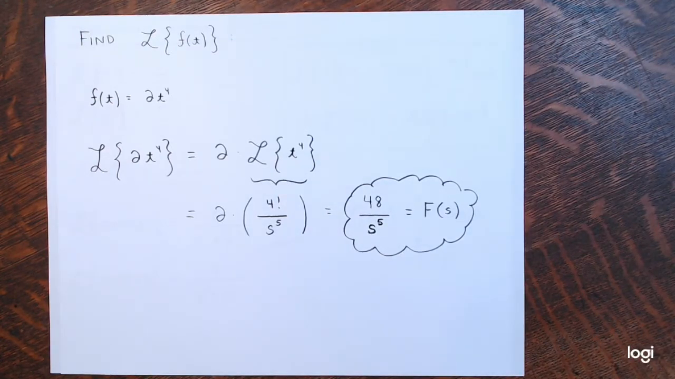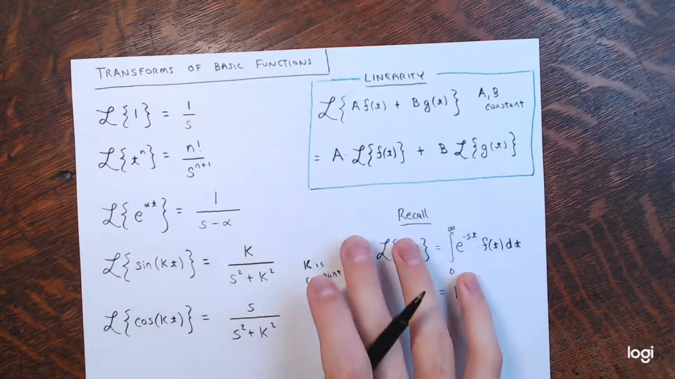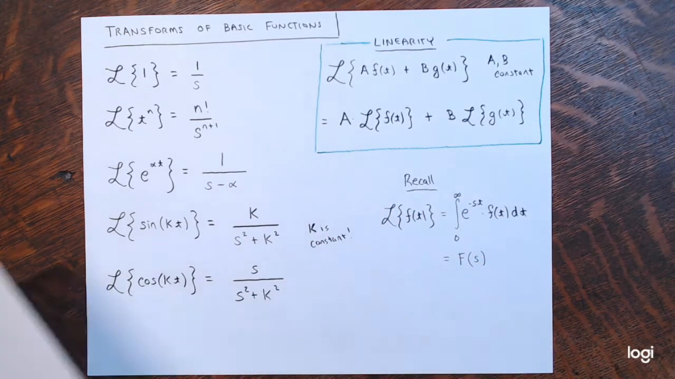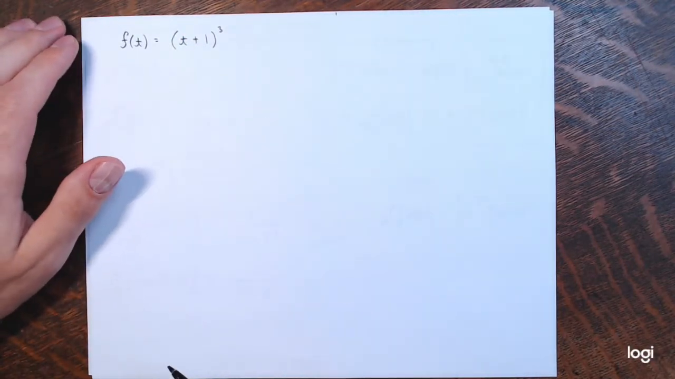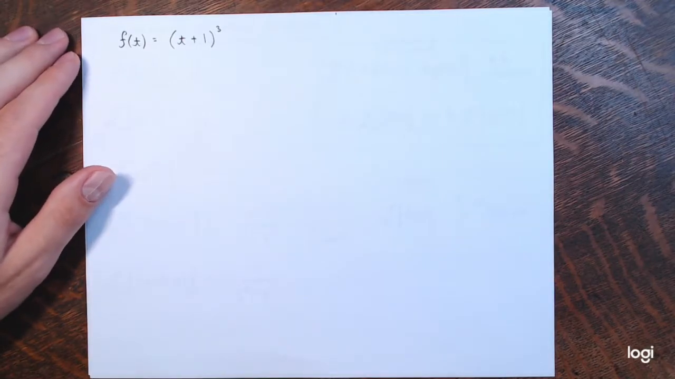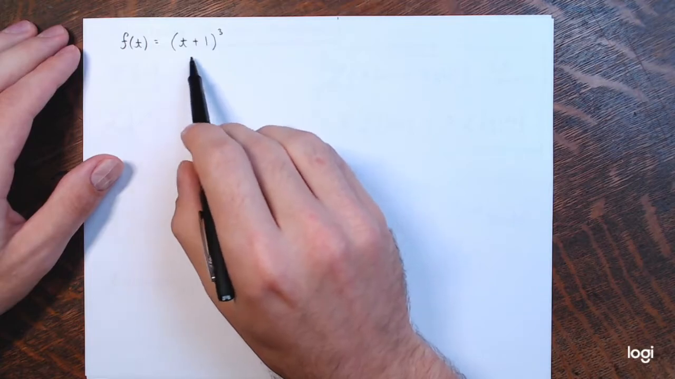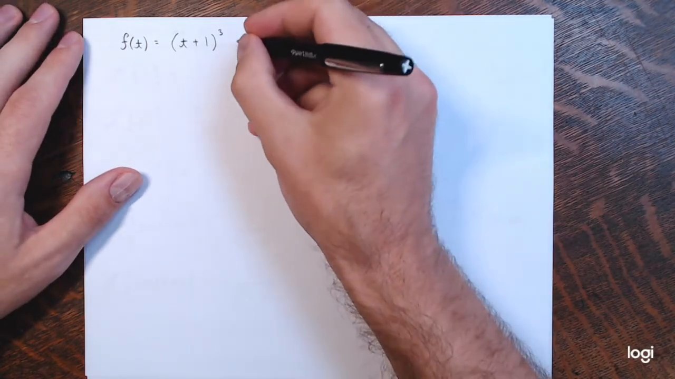Okay. Great. Let's go again. So again, I'll keep referring back to these. Hopefully, eventually, you'll have them memorized. Next one. The function this time, f of t, is the quantity t plus 1 to the 3rd power. Now I can't do linearity here. This isn't a sum of a bunch of terms. I have to expand this.